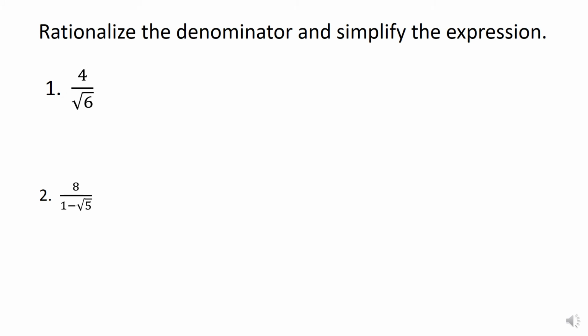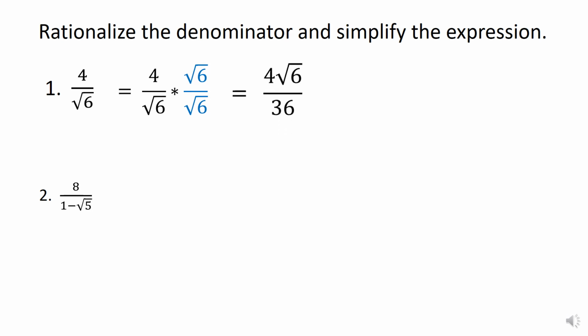Moving on, we're going to rationalize the denominator and simplify the expression. So in order to rationalize the denominator, we're going to get rid of the radical that's in the denominator. So to do that, we're going to multiply by the conjugate. So with 4 over root 6, the conjugate is root 6. So we have 4 divided by root 6 times root 6 over root 6.